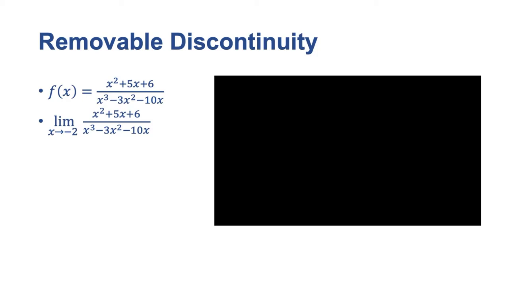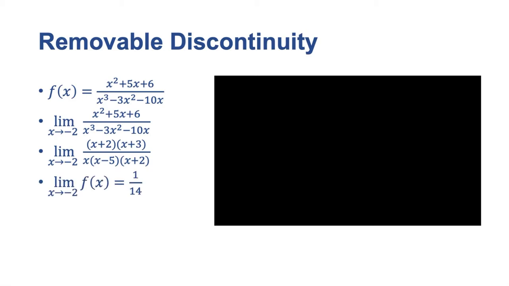All right, so now we're going to talk about removable discontinuity. Here's an example. If I have f of x equal to x squared plus 5x plus 6 over x cubed minus 3x squared minus 10x, I'm going to take the limit as x approaches negative 2. If I try direct substitution, that's not going to work, so we're going to manipulate algebraically, and we are going to be able to cancel out common factors of x plus 2. Once I do that, I will find that the limit as x approaches negative 2 of f of x is equal to 1 over 14.